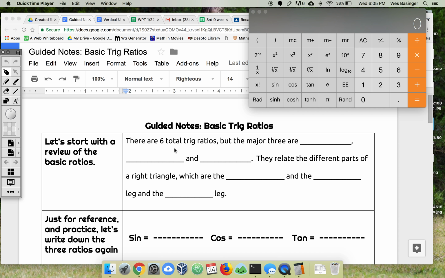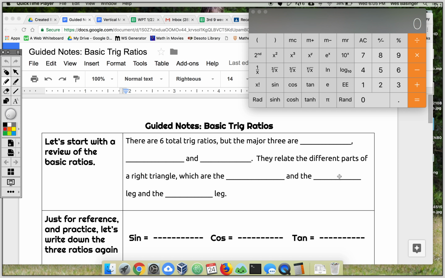There are 6 total trig ratios, but the major 3 that we have covered so far are the sine, the cosine, and the tangent. They relate different parts of a right triangle, which are the hypotenuse, the adjacent leg, and the opposite leg.